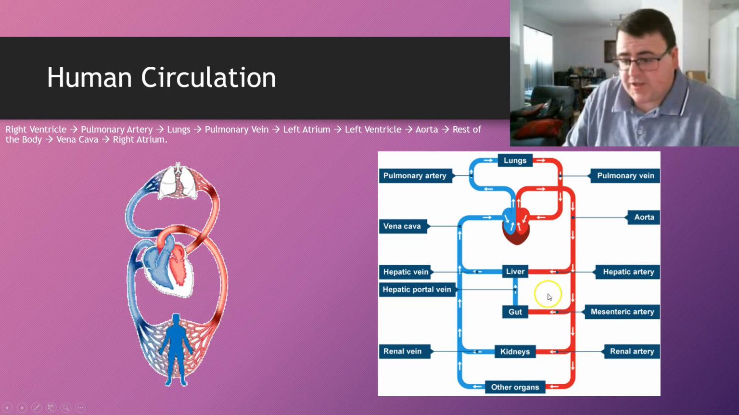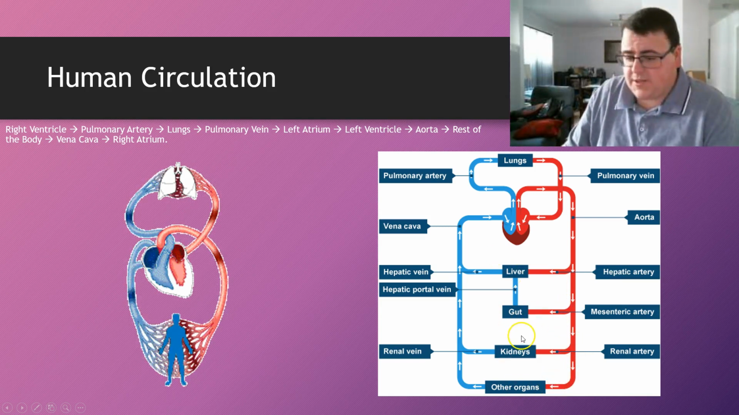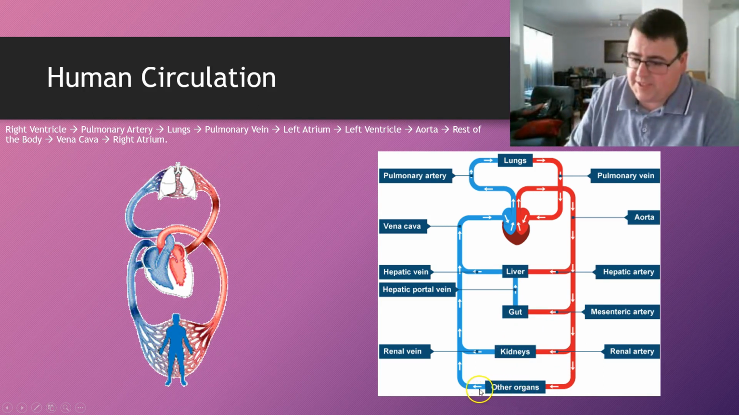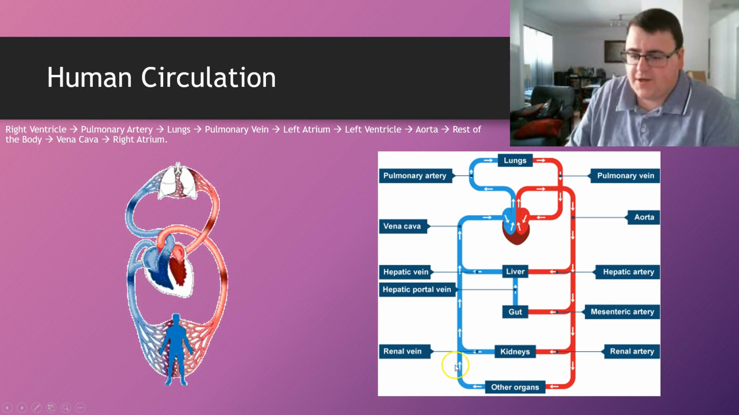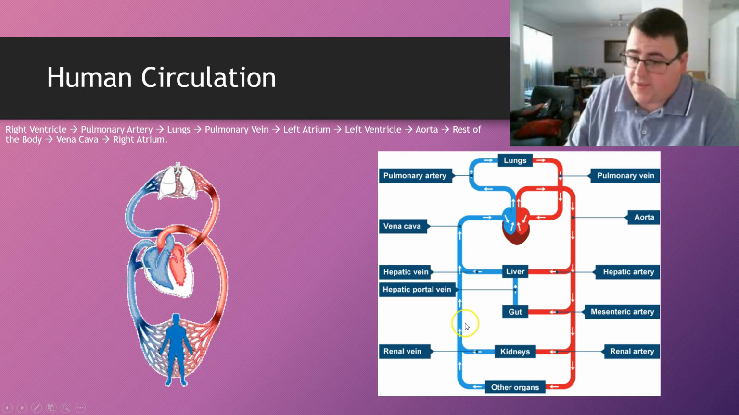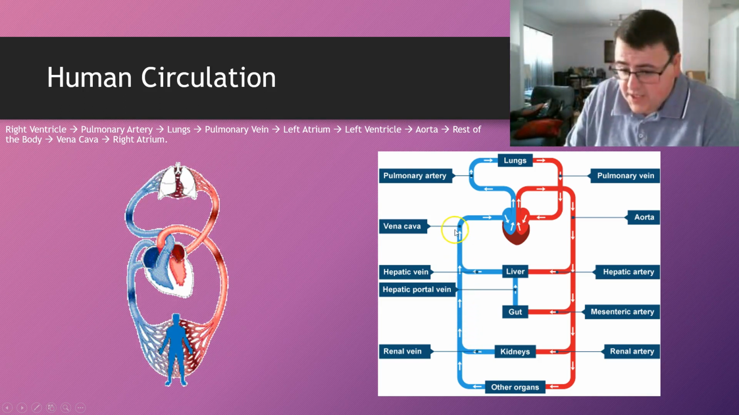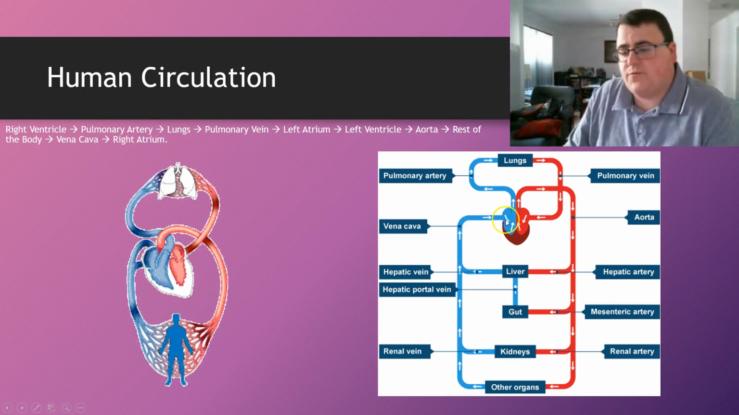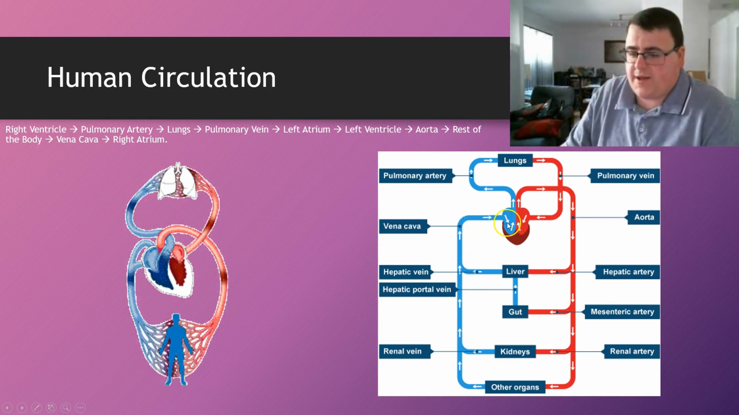It's going to exchange that oxygen with those organs, so liver, gut, kidneys, and other organs. And then it's going to come back deoxygenated with carbon dioxide back through the renal vein, hepatic portal vein, renal vein, etc., and mainly the vena cava, which is where they all collect back into the vena cava and back into the right atrium, so entering back into the heart.